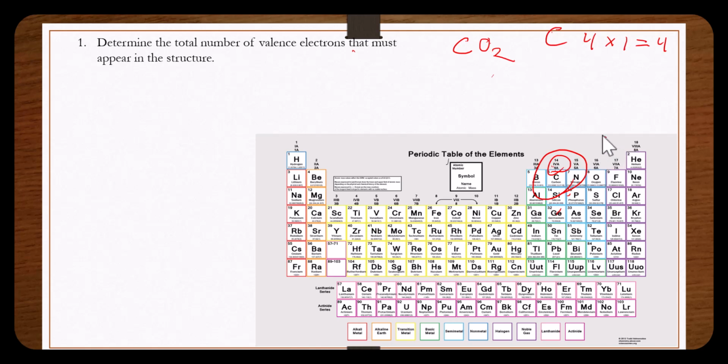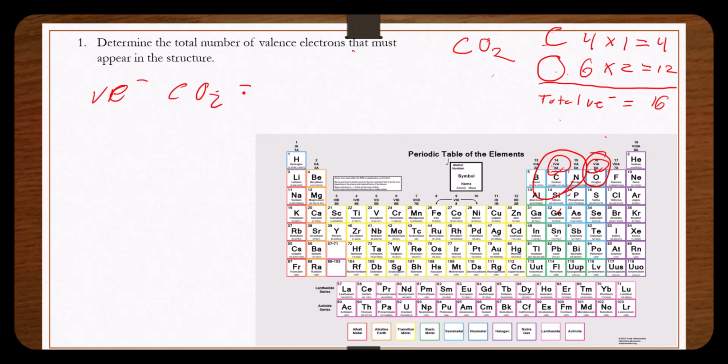Next we have oxygen, and finding oxygen on the periodic table is right here. Oxygen has 6 valence electrons, and there's 2 oxygens, so the oxygen element would give us 12 valence electrons, giving us a total of 16 valence electrons for the carbon dioxide molecule. So the valence electrons for CO2 equals 16 valence electrons.